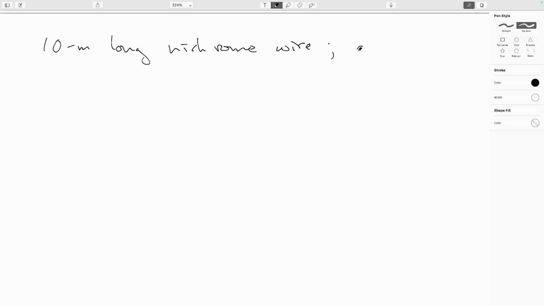And let's say it has a diameter of 0.1 millimeters. What's the resistance of this wire?